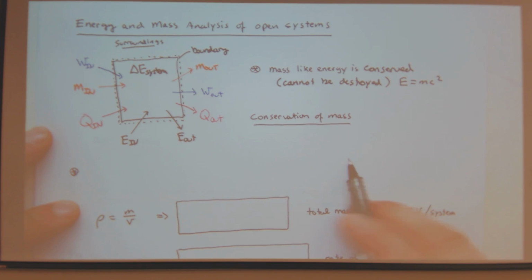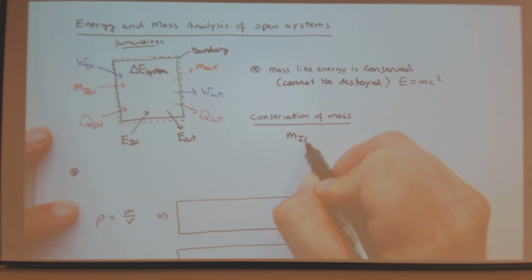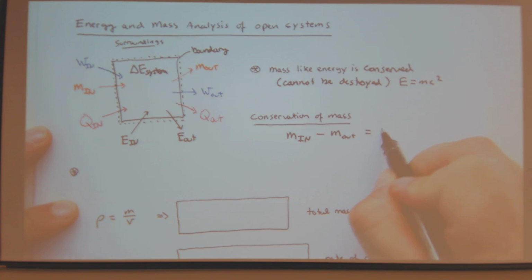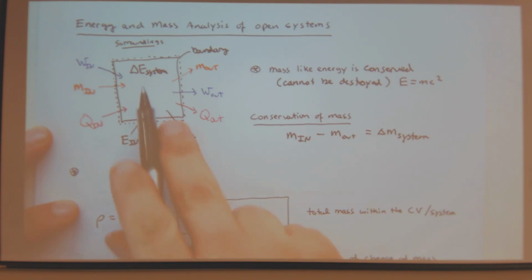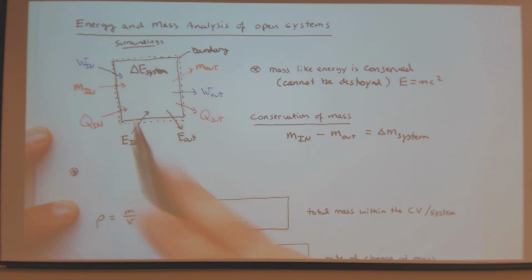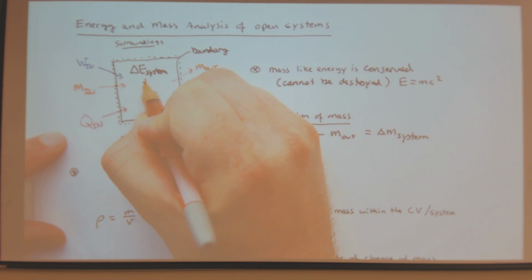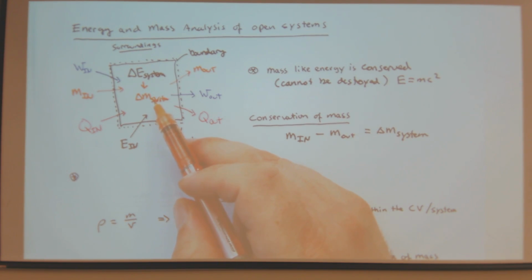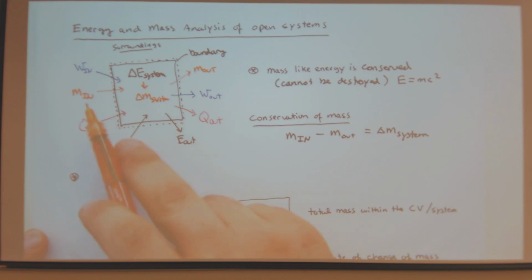So conservation of mass, just like we had an energy balance related to the first law, we have a mass conservation balance. Mass conservation just basically says mass in minus mass out equals the change in mass in my system. So I have a change in internal energy in my system. Coupled with that, I have a change in mass in my system. And the change in mass in my system is non-zero if there's a misbalance between the mass in and mass out.